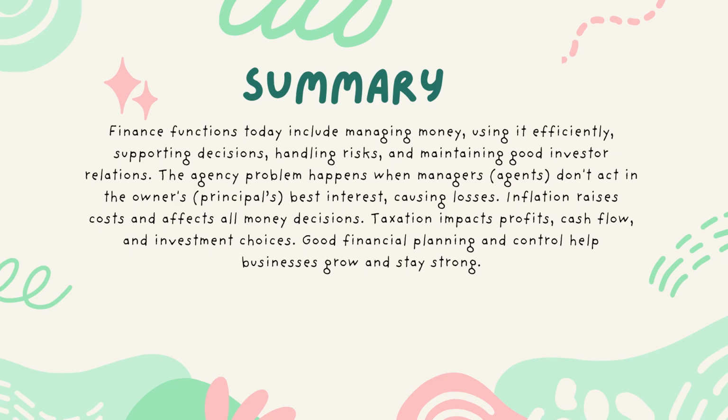The agency problem happens when managers (agents) don't act in the owner's (principal's) best interest, causing losses. Inflation raises costs and affects all money decisions. Taxation impacts profits, cash flow, and investment choices. Good financial planning and control help businesses grow and stay strong.